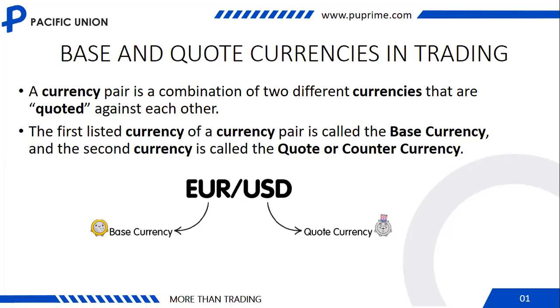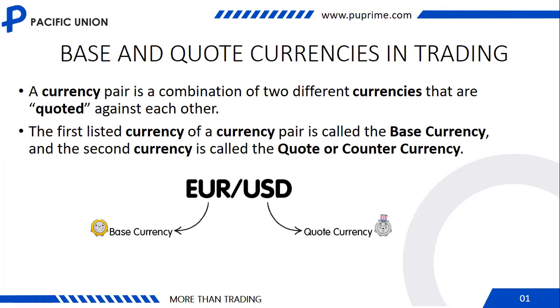So today, we have base and quote currencies in trading. Now, we said a currency pair is a combination of two different currencies that are quoted against each other. When we talk about pair, pair means two things. So it means that if you want to trade, you have to trade with two currencies. If you're trading currency, you trade two currencies. If you're trading a commodity, you trade the commodity against the value of currency. So we are talking about a currency pair.